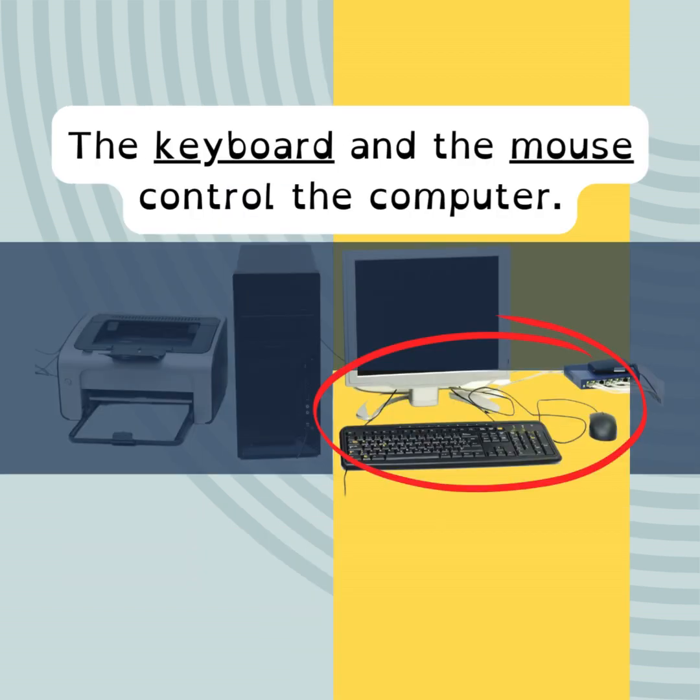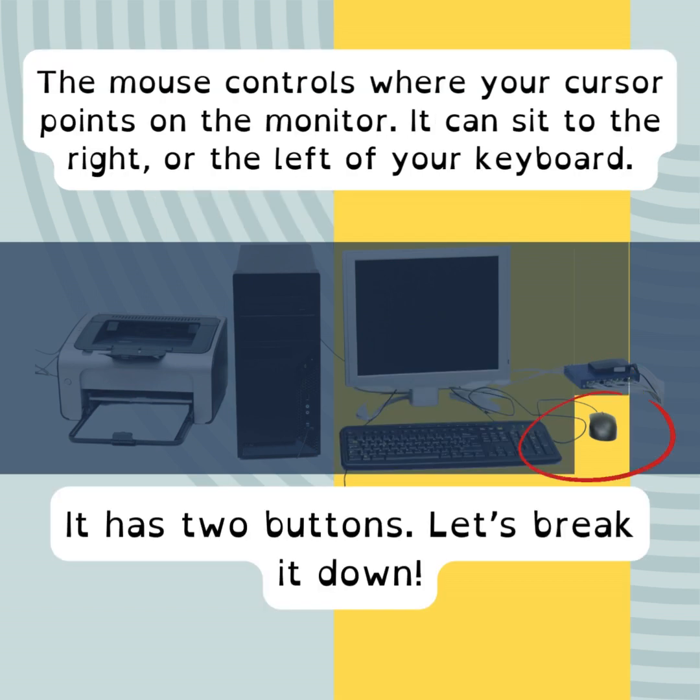The keyboard and the mouse control the computer. The mouse controls where your cursor points on the monitor. It can sit to the right or the left of your computer. It has two buttons. Let's break it down.